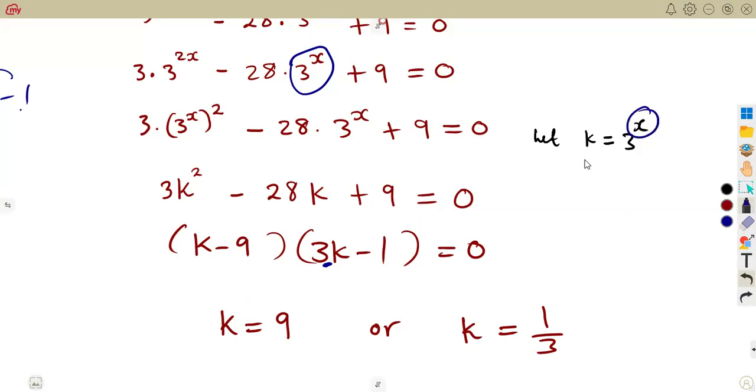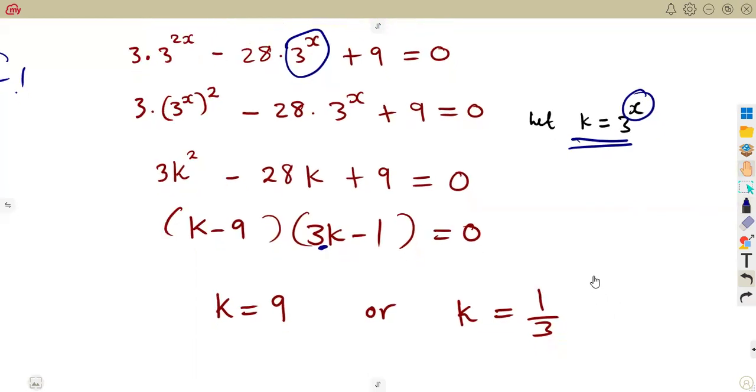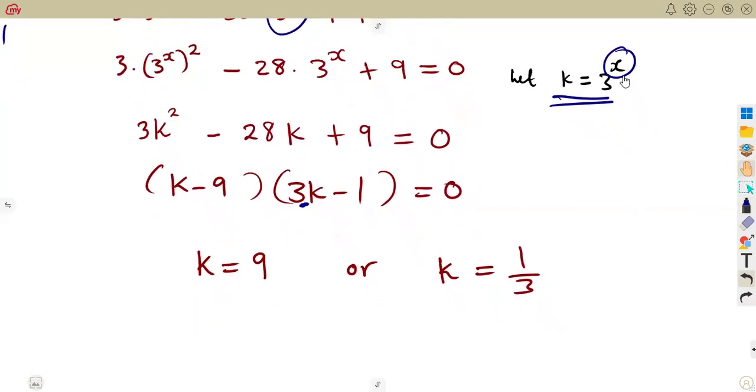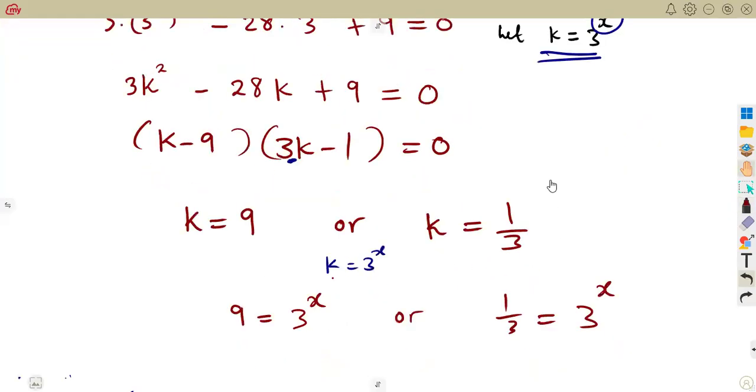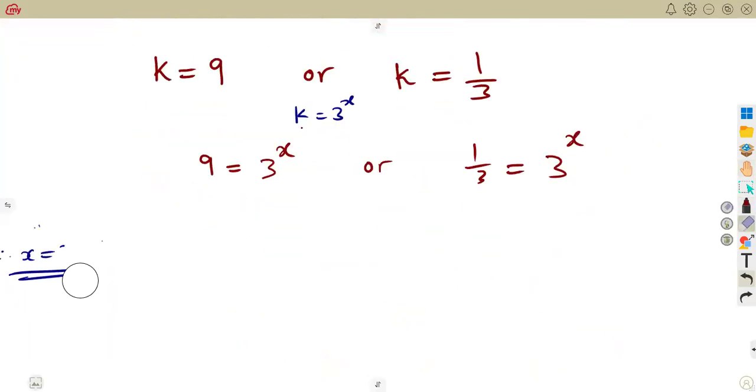So bring back that part where we introduced that k. So k is equal to 3 to the exponent of x, meaning to say from that, we are going to bring these values in place of k. That is, 9 is equal to 3 to the exponent of x, or 1 over 3 is equal to 3 to the exponent of x. Then we solve for x. All right, so let's consider the first part.